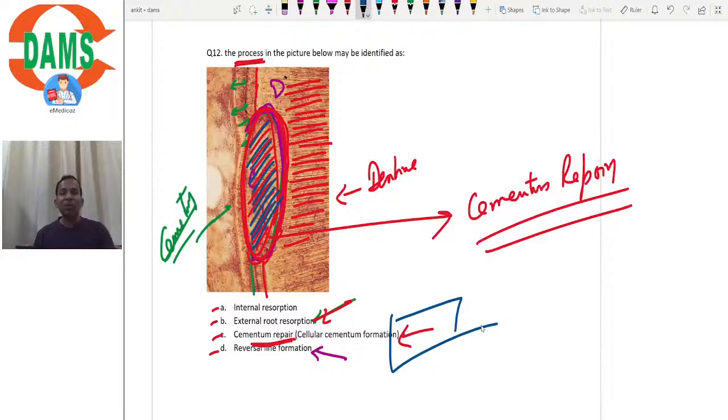Though options B, C, D, all three are correct, all these three processes can be appreciated in this diagram. External resorption हुआ है, yes, that can be appreciated. Reversal line formation हुई है, that too can be appreciated. Cementum repair हुई है, that too can be appreciated. The latest amongst these three is option C, and hence that is the better option. क्लियर? तो जैसा कि मैंने पहले ही बताया, सभी ऑप्शंस गलत हो जरूरी नहीं, सभी ऑप्शन सही हो जरूरी नहीं, राइट? आगे बढ़ते हैं.